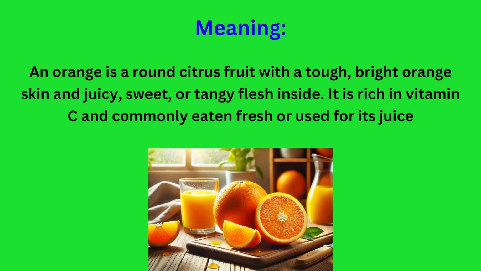Orange. Now repeat after me. Orange, orange, orange. Meaning, an orange is a round citrus fruit with a tough, bright orange skin and juicy, sweet, or tangy flesh inside. It is rich in vitamin C and commonly eaten fresh or used for its juice.